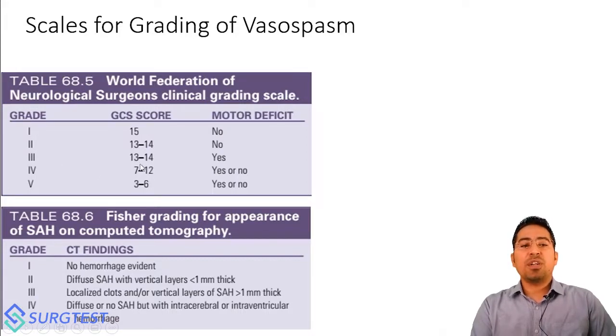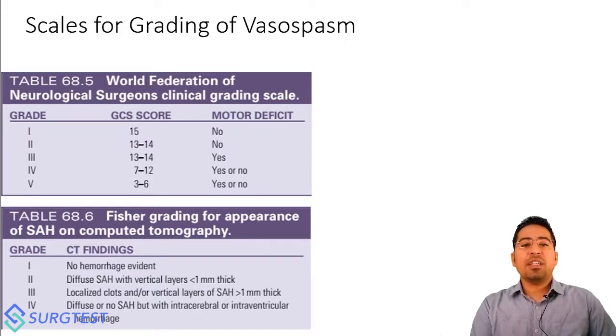If GCS is poor, that is GCS is 7 to 12, with or without motor deficit, the patient will be graded as grade 4. And if GCS is indicative of severe deterioration, so if the GCS is between 3 to 6, the patient will be graded as grade 5, irrespective of the motor deficit. So this is the WFNS neurological scale for SAH patients, which is based on the GCS score.